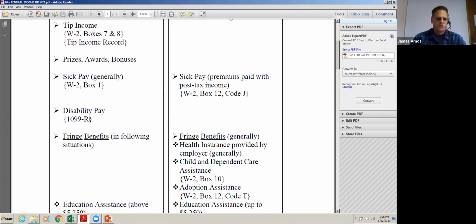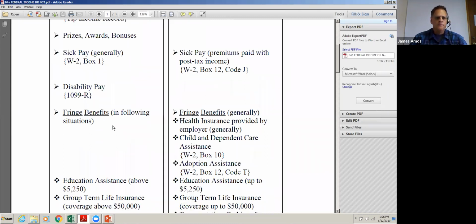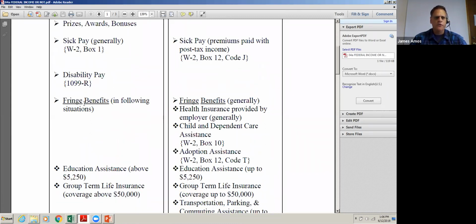Disability pay. Most of the time, disability pay is going to be included in income. If you're under retirement age, it's going to be reported as regular wages. If you're of retirement age, it's no longer considered disability pay. It's just regular retirement income. Fringe benefits are included in some situations, not included in others.